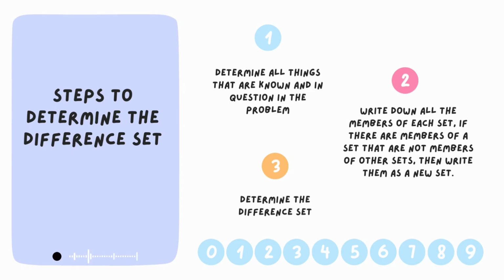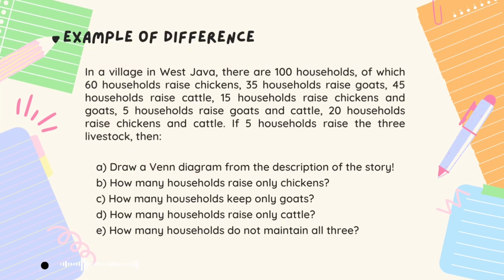After knowing and understanding what set difference is and its steps, to further strengthen our knowledge regarding set difference, let's solve the example problem carefully. For example, in a village in West Java, there are 100 households, of which 16 households raise chicken, 35 households raise goats, 45 households raise cattle, 15 households raise chicken and goats, 5 households raise goats and cattle, and 20 households raise chicken and cattle.